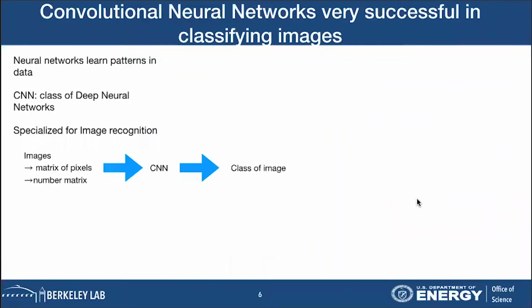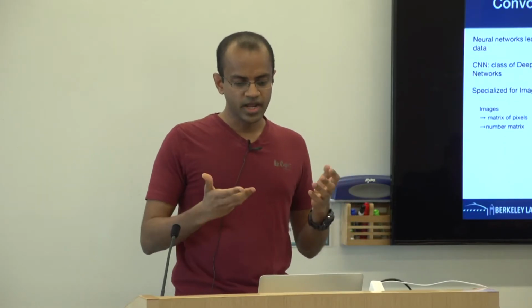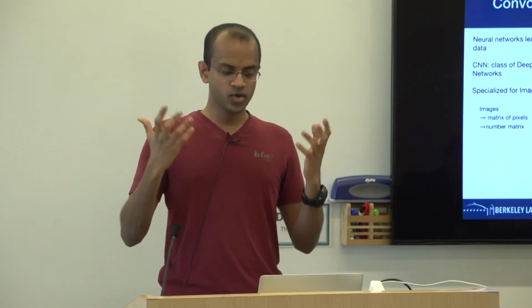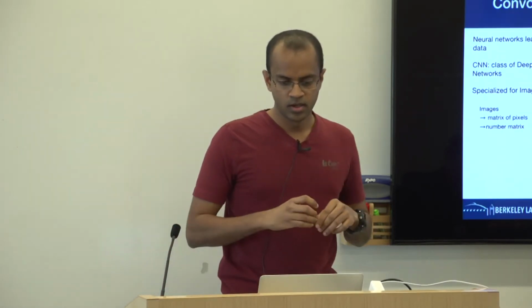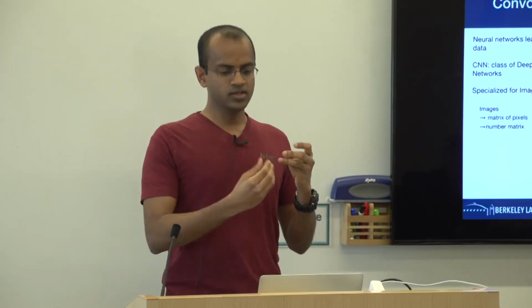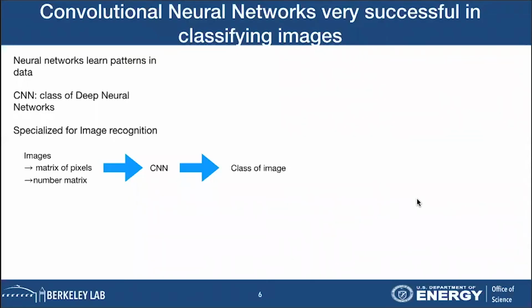Just a brief description of convolutional neural networks. We know that neural networks are computing systems that are very good at learning patterns in unknown data. Convolutional neural networks, or CNNs, are a special class of neural networks that specialize in image recognition and classification. The way they work is the following. You feed the CNN images. Images in the real world, pictures, are just a matrix of pixels, which is basically a number matrix.